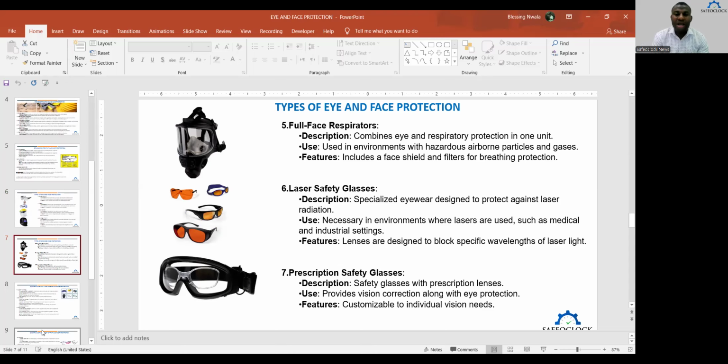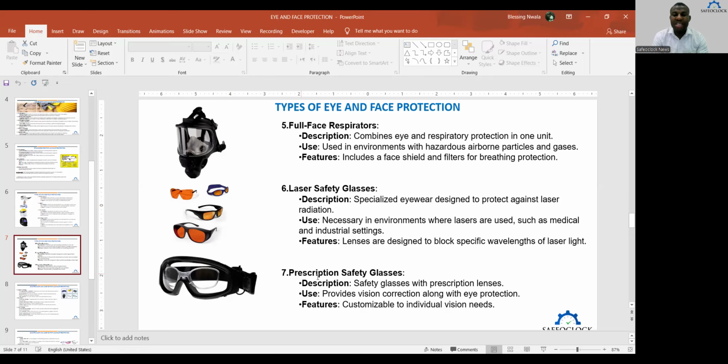Now we have another one known as the laser safety glasses. So these laser safety glasses are specialized eyewear, which is designed to protect against laser radiation. So it's used in an environment where there is use of laser beams that can get into the eyes, majorly in medical or industrial settings.